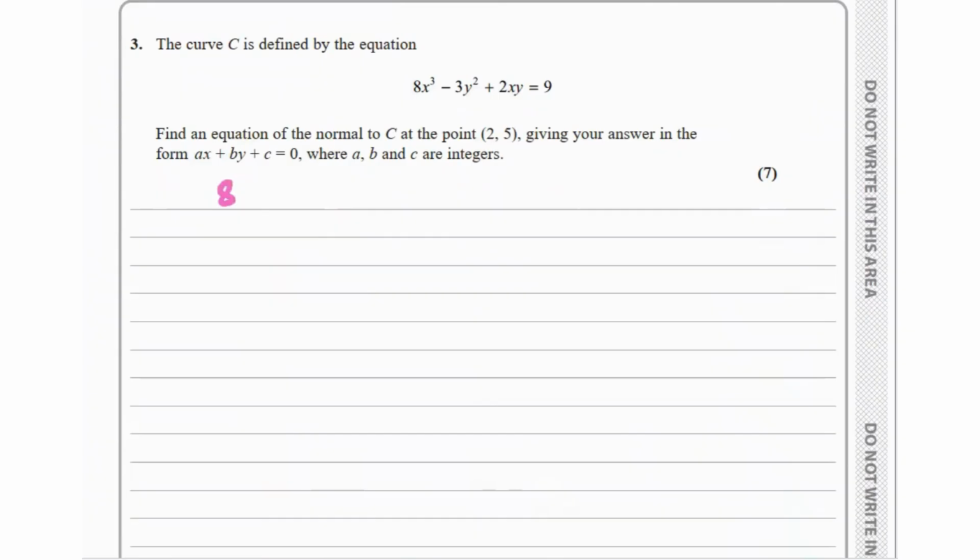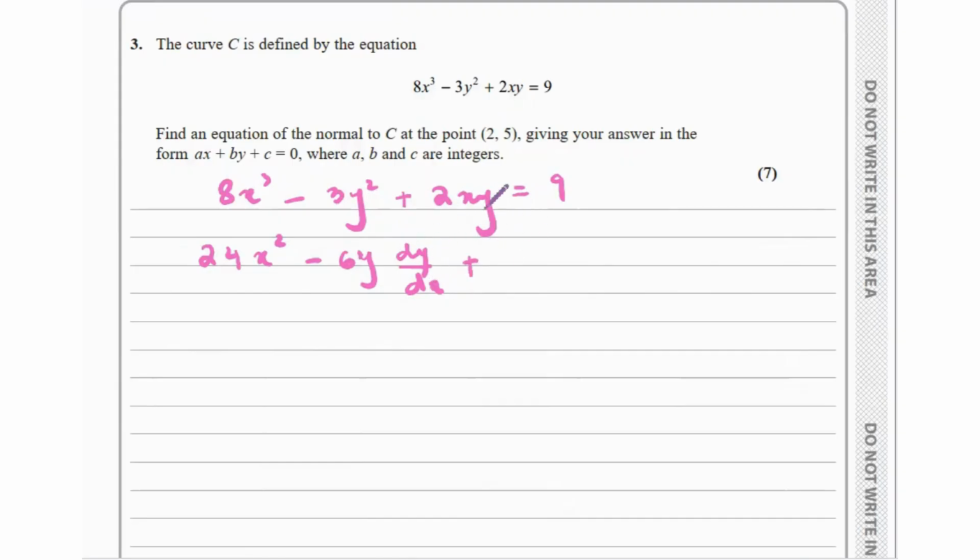So we're going to differentiate this. 8x cubed minus 3y squared plus 2xy equals to 9. So derivative of 8x cubed is going to be 24x squared. 3y squared is going to be 6y and then times dy by dx. Everything is going to be differentiated with respect to x. So x differentiated with respect to x is dx by dx, so we don't write it because that equals to 1. But y differentiated with respect to x is going to be dy by dx.